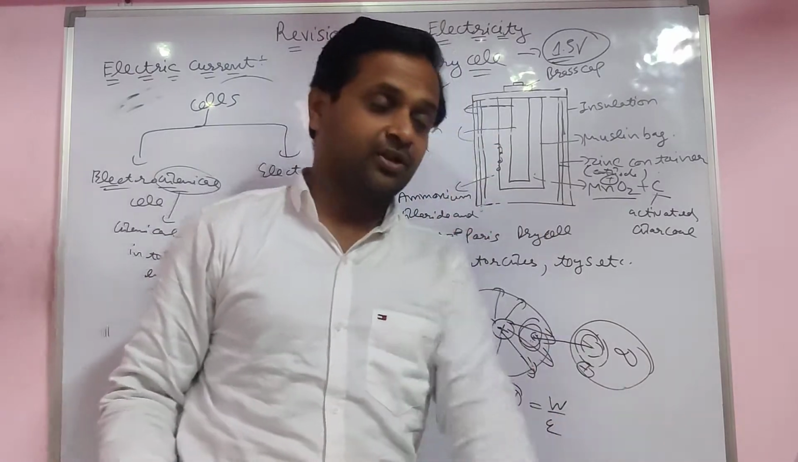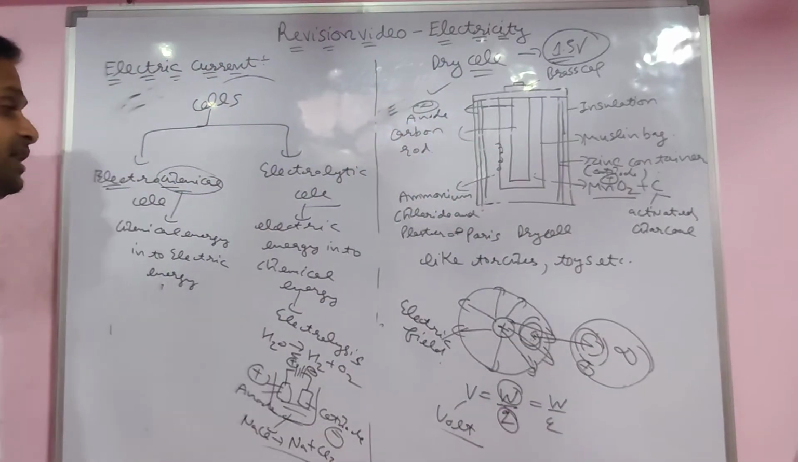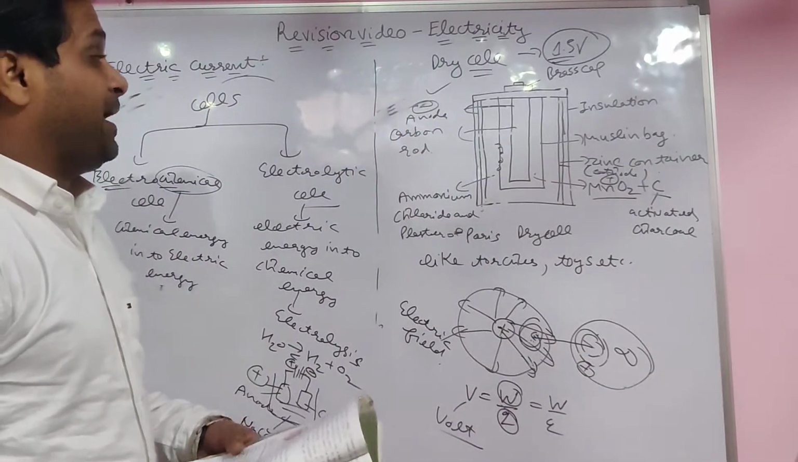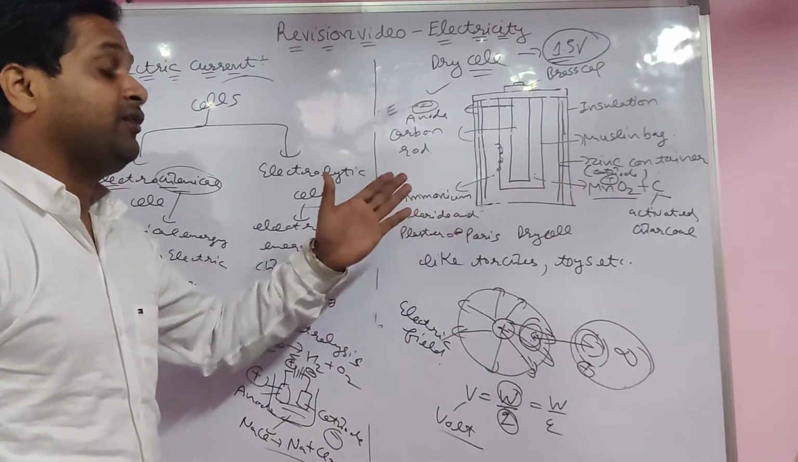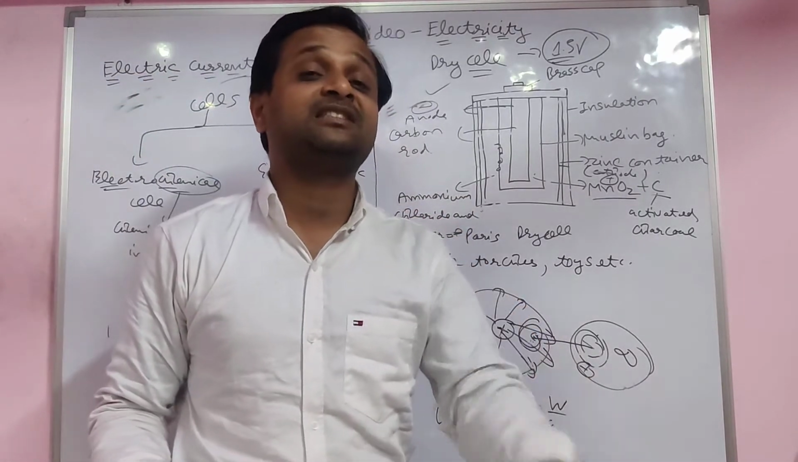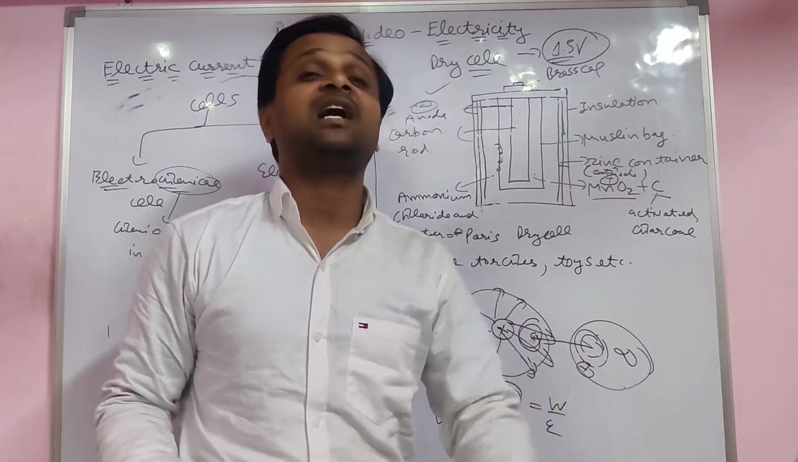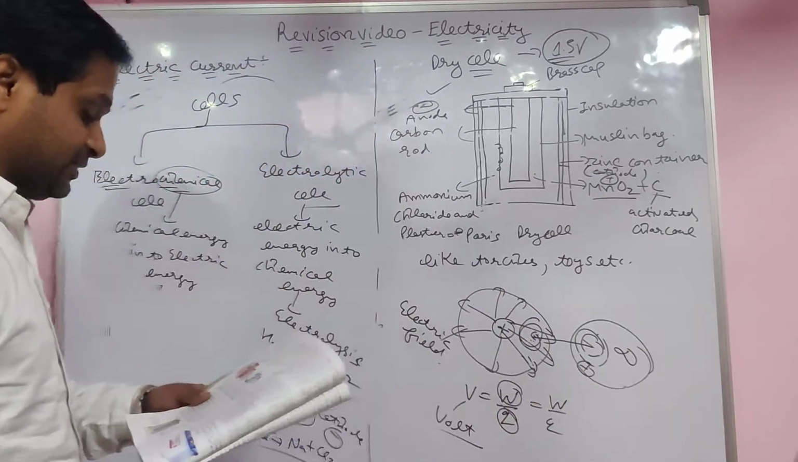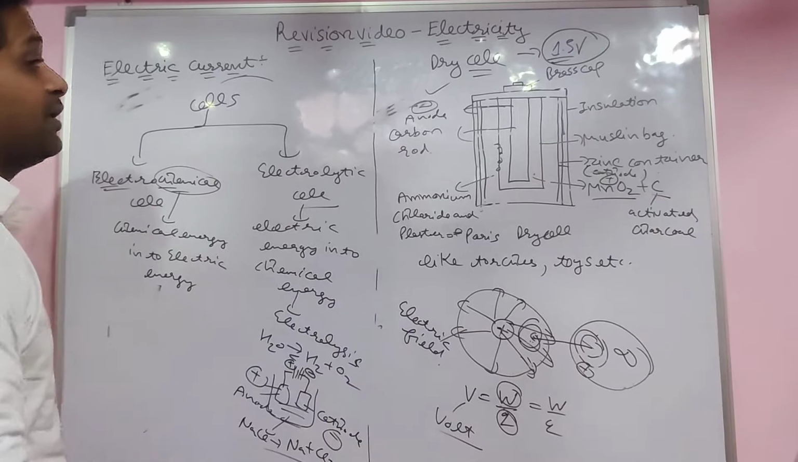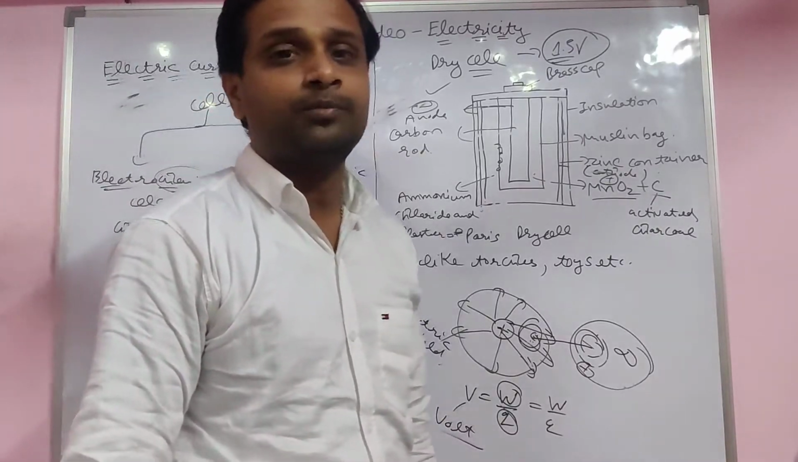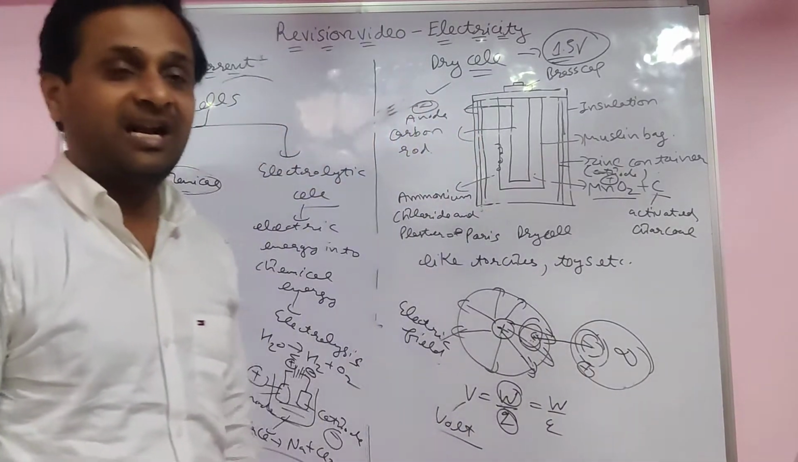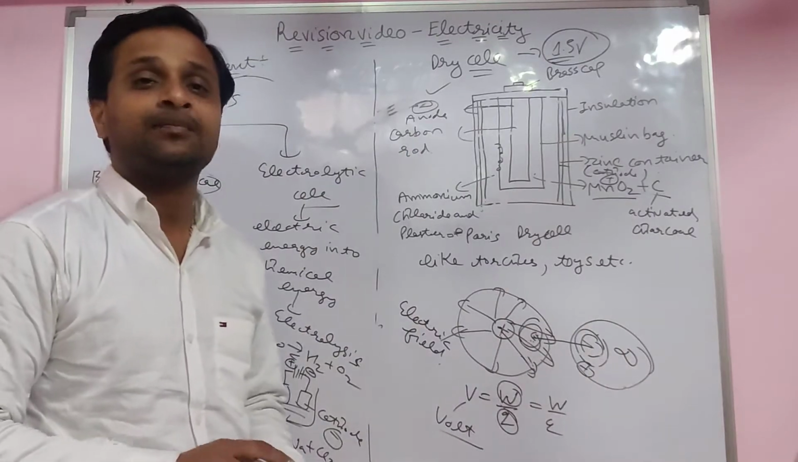Yes, little cells are there. You already know about this cell, student. But if you connect a group of cells, a group of cells is called a battery. For example, you use the lead acid battery at home in an inverter. Lead acid battery accumulator is there.